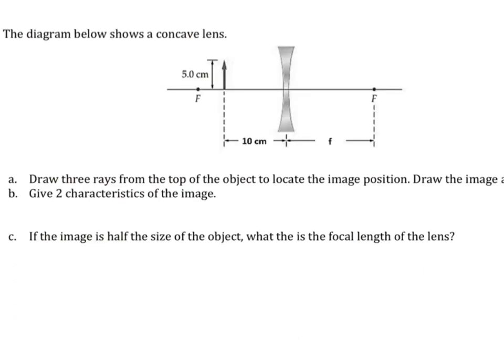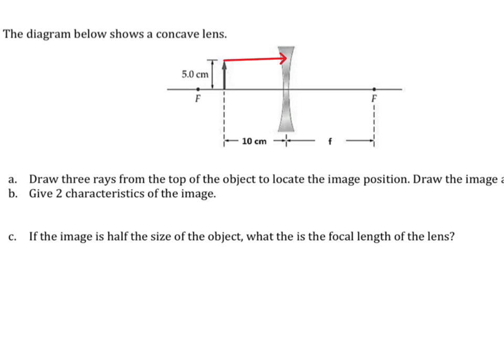Now let's do a problem on concave lens. The diagram below shows a concave lens. The object height is 5 centimeter. The object distance is 10 centimeter. It's labeled in the diagram. Draw 3 rays from the top of the object to locate the image.